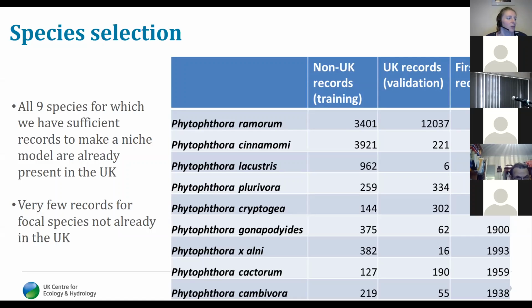However, we found there were only 9 species in our distribution database with enough occurrence records to make more robust niche models. And all of them were already present in the UK. So we can test these approaches, but it's not really possible with our current data to produce risk maps for Phytophthora species that haven't arrived yet.